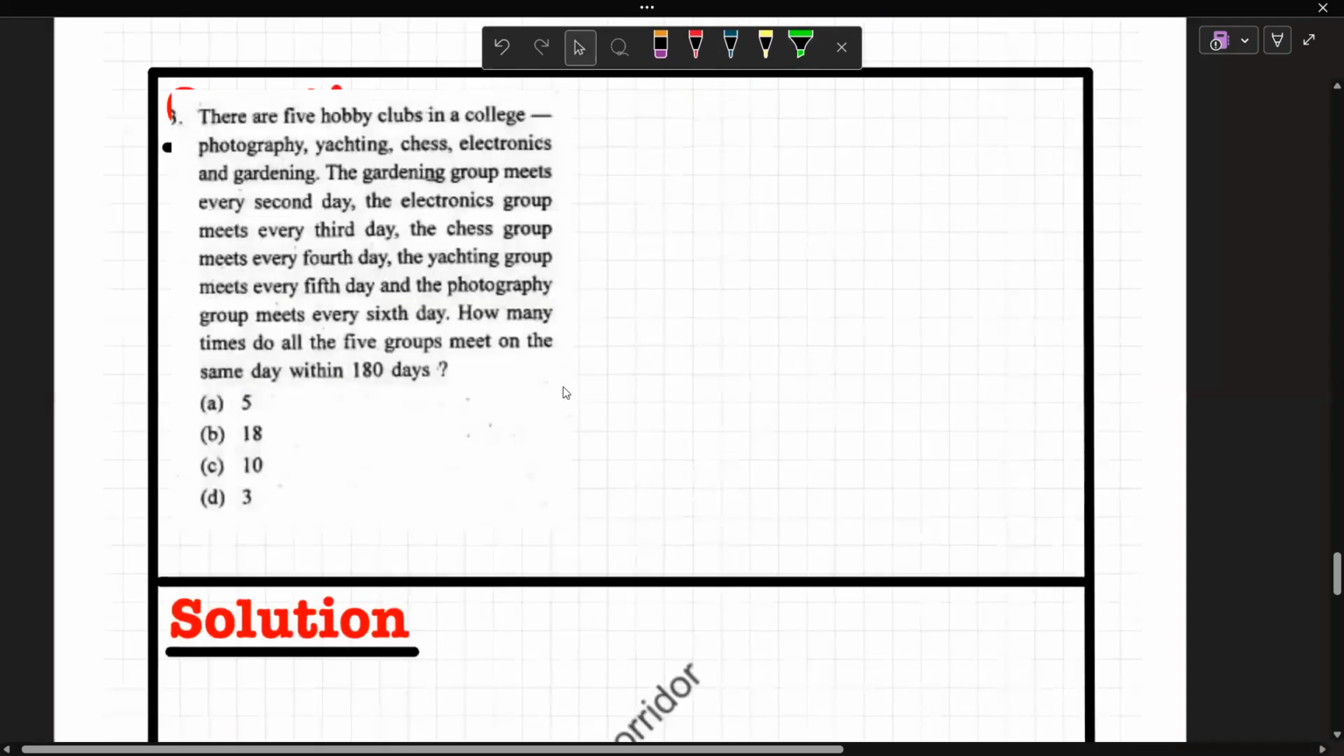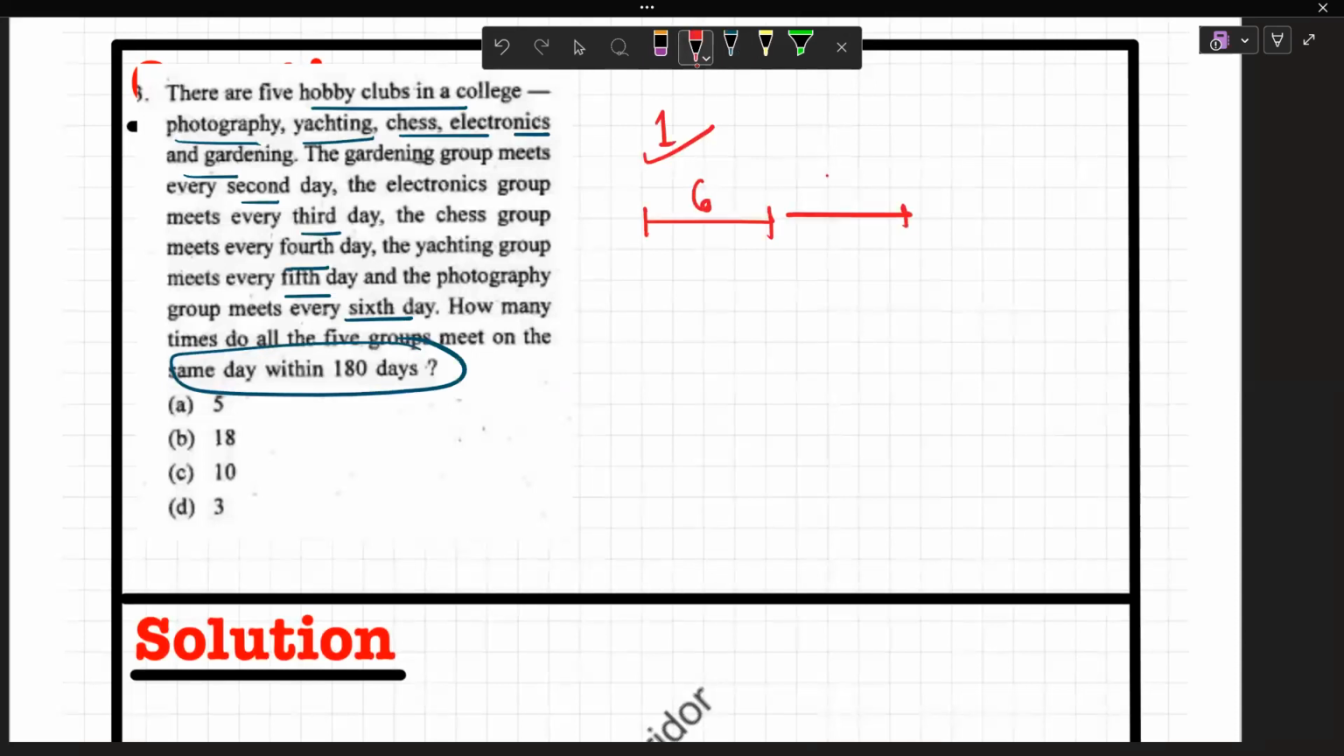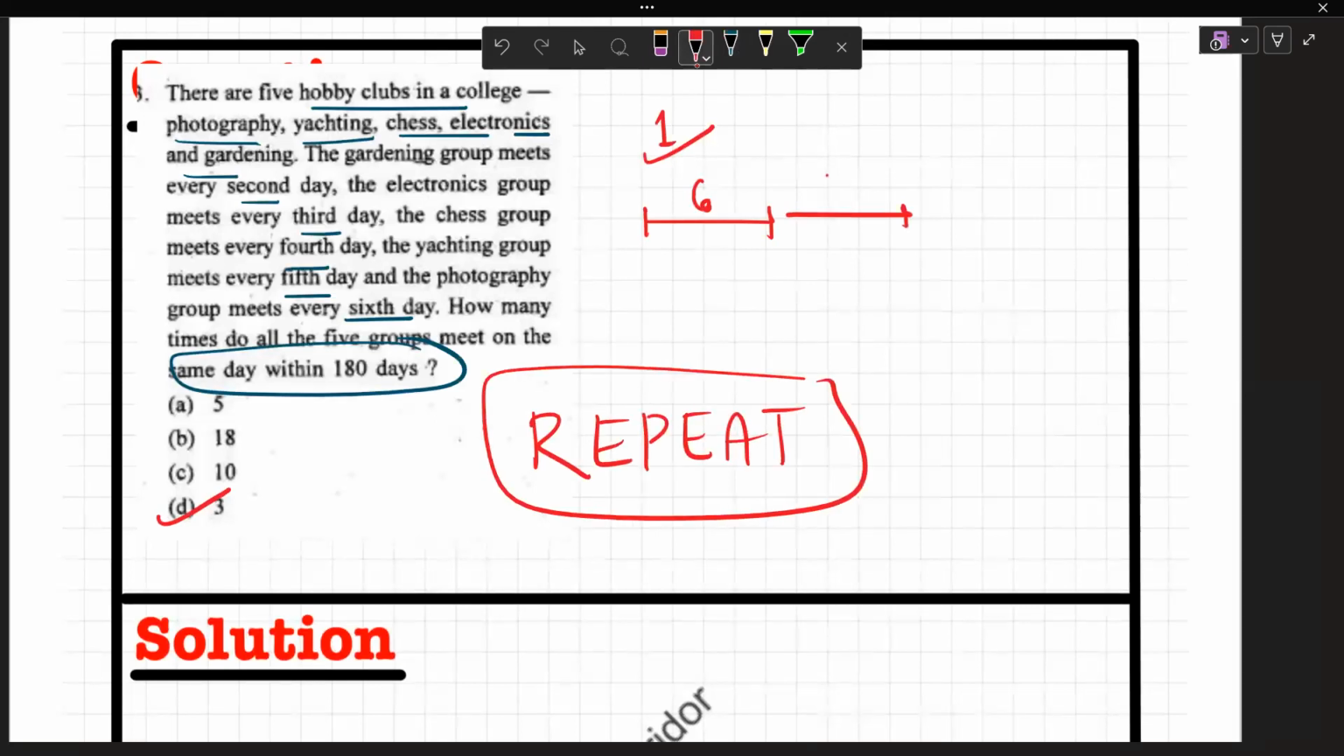Now coming to this question, there are 5 hobby clubs in a college: photography, yachting, chess, electronics, gardening. Second day, third day, fourth day, fifth day, sixth day. How many times do the 5 groups meet on the same day within the 180 days? You see this question somewhere. Yes, in the first day, day number 1, we did this question: 60, 120 and 180. 3 times they will meet. So this is a complete repeat question. No need to solve it again. This is a repeat question. Got it?